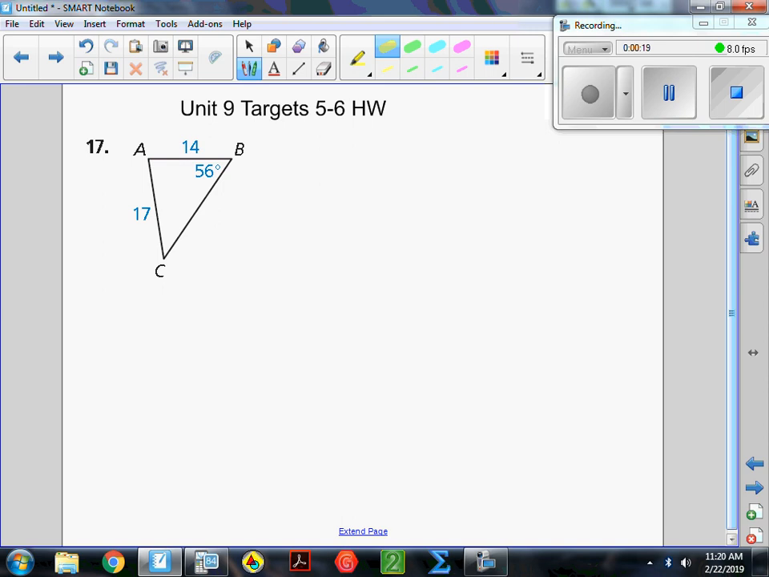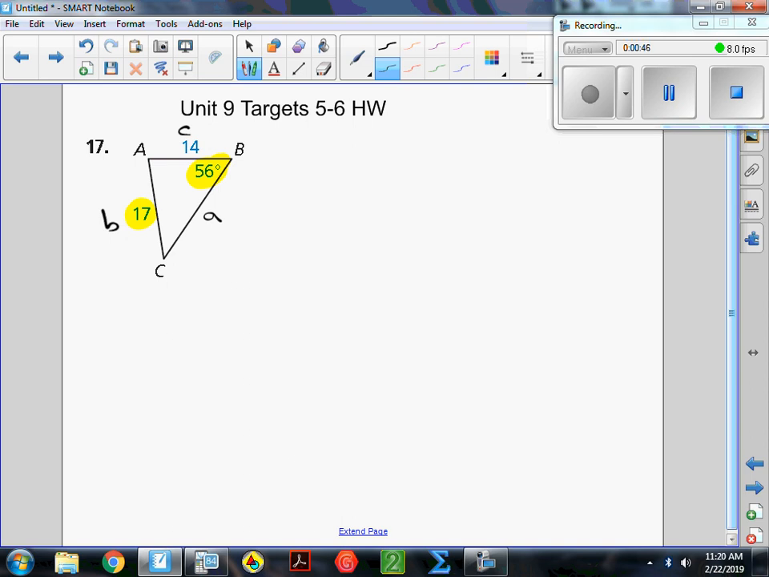To use law of sines, I need an angle measure, like this one. Angle B is 56 degrees, and I need the side opposite. And so I can use law of sines because I have angle B, and I also have side B. They gave me side C, so I don't need to find that one. I need to find angle C, angle A, and side A. But I can use law of sines because of the yellow highlighted. I have an angle and the side opposite. So I'm going to start my problem with that.